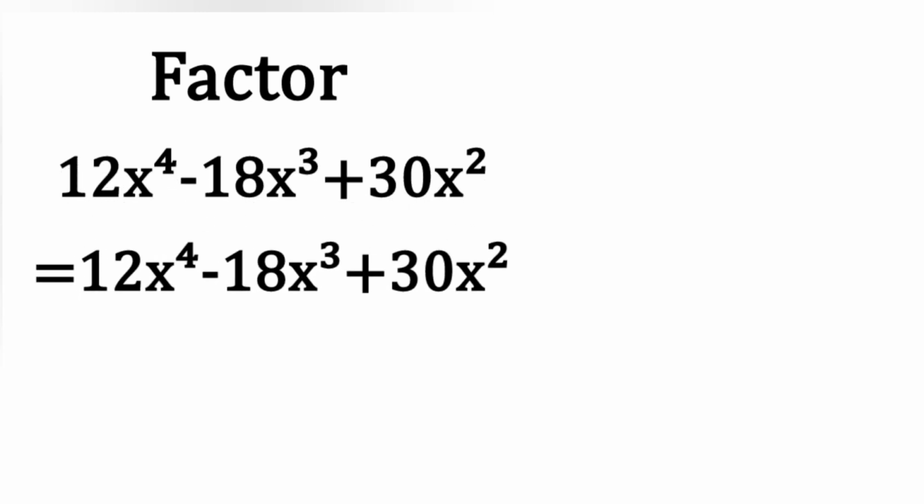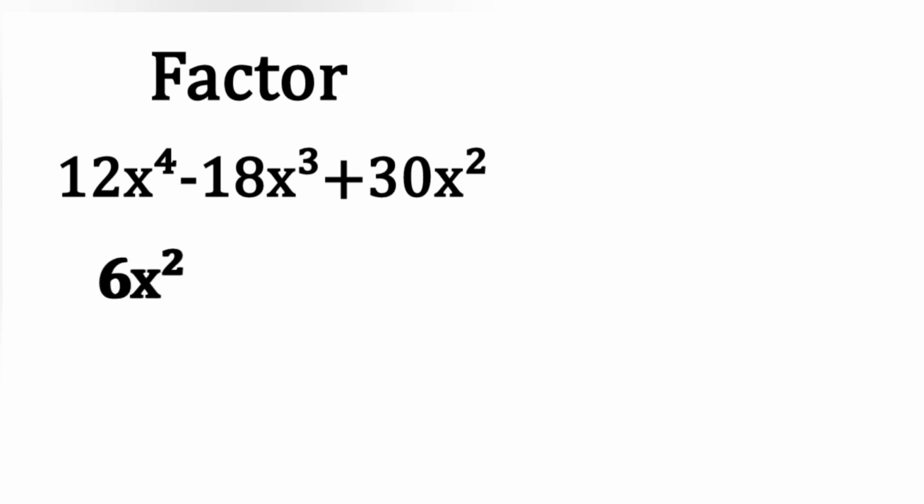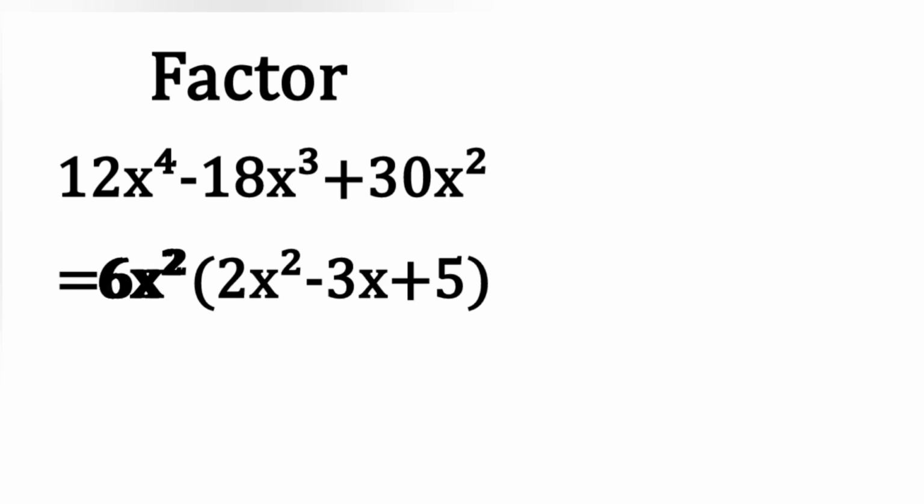So we can divide this by 6x squared. So 12x to the fourth is 6x squared times 2x squared, and 18x cubed is 6x squared times 3x. Then 30x squared is 6x squared times 5. We have a common factor of 6x squared. Separate this one, then multiplied by 2x squared minus 3x plus 5.